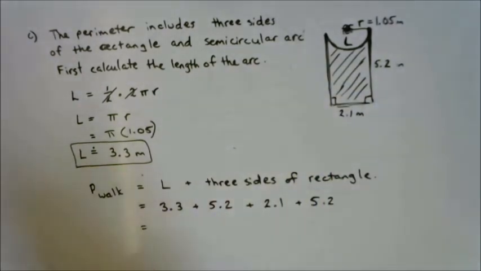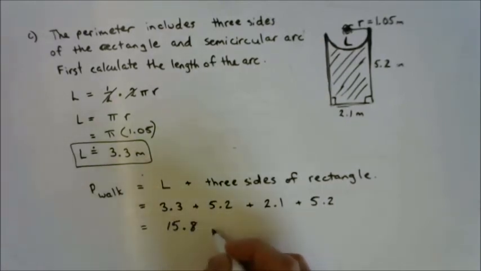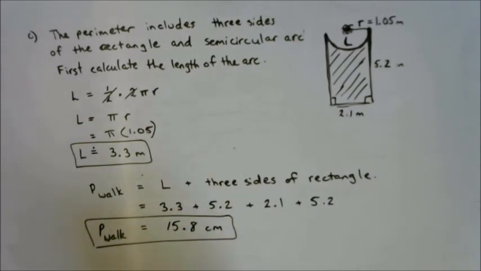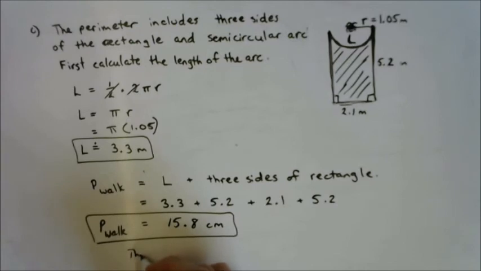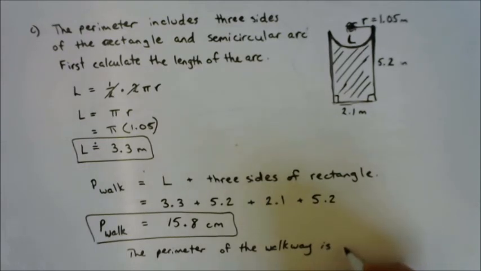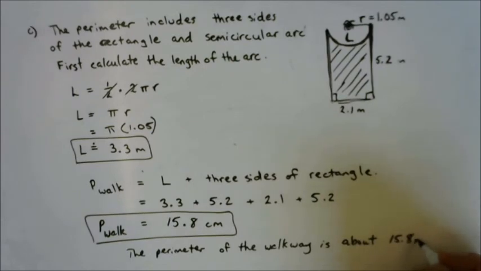Excellent. Add them up carefully. Make sure your calculator actually gets all the things that you punch in. 15.8. All right, the perimeter of the walkway. Finish off with the sentence. The perimeter of the walkway is about, or approximately, 15.8 meters.